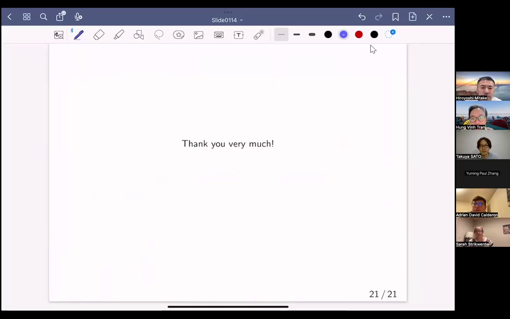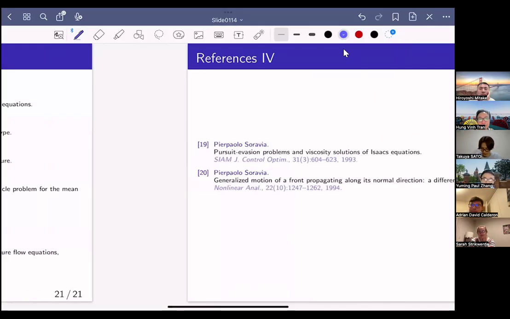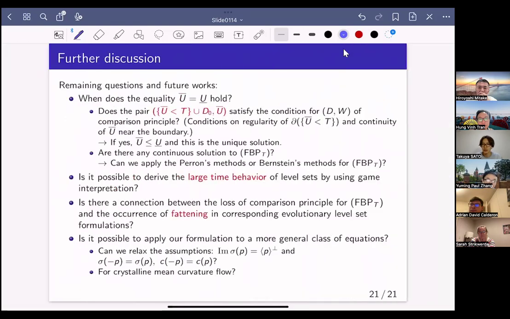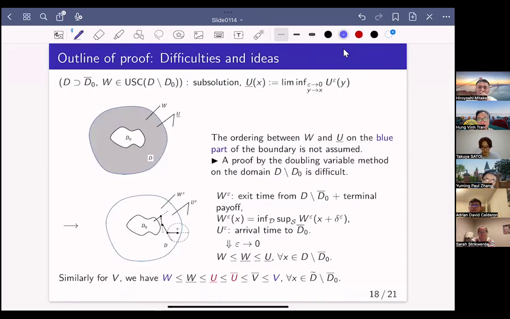Thank you, Takuya. Are there questions or comments for Takuya for his talk? Can I ask you some questions? Yes, please. Thank you for a great talk. Could you please go to page 19 or 18? Sure. Maybe this one? 18. Yes. Could you tell me more about how you construct the game W epsilon?